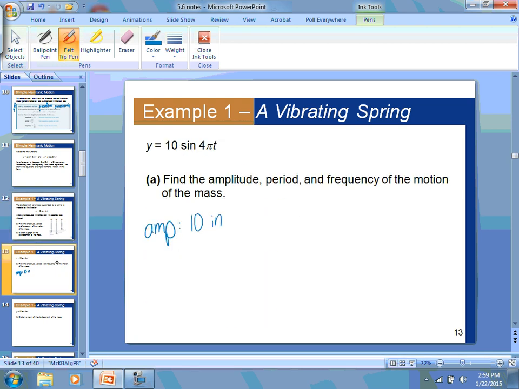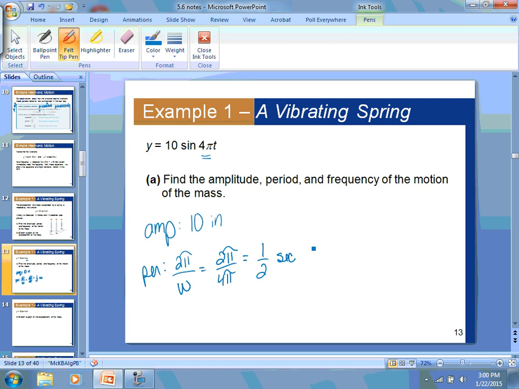Okay. Then they also want us to find the period. To find the period, we take 2 pi and we divide it by w. So again, that was the stuff in front of t, so that's going to be our 4 pi. Okay. So we'll have 2 pi divided by 4 pi. So there the pi's cancel and we reduce, so we get 1/2. And that would be half of a second.